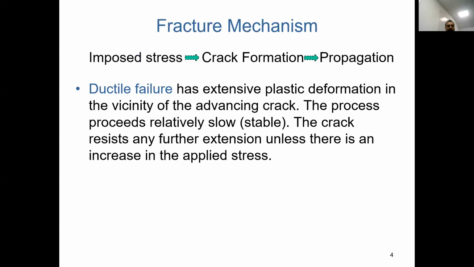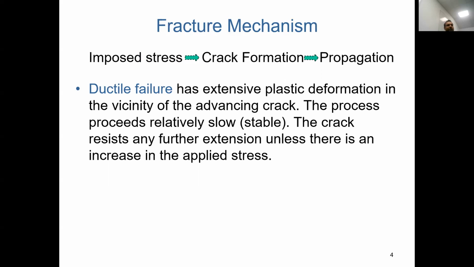What actually happens in the fracture mechanism? Now, the way the fracture propagates, initially we apply a force. The force converts into stress depending on the cross-sectional area. It forms a crack, and then the crack propagates. When the crack propagates, then that can cause a failure. Ductile failure will have extensive plastic deformation closer to the advancing crack, in the vicinity of the advancing crack. The process in a ductile failure propagates very slowly.